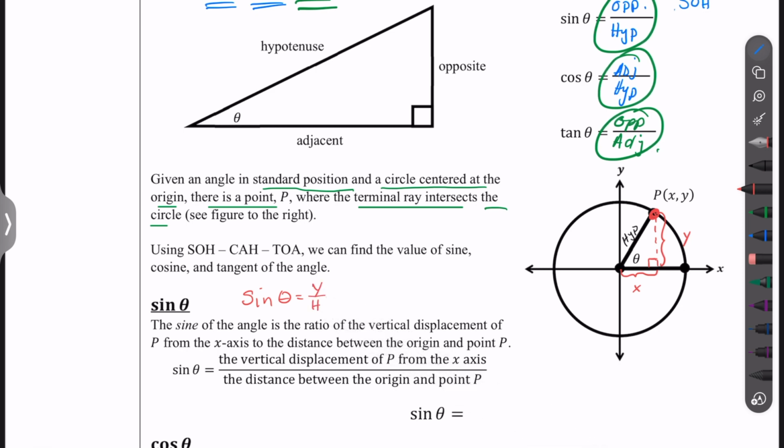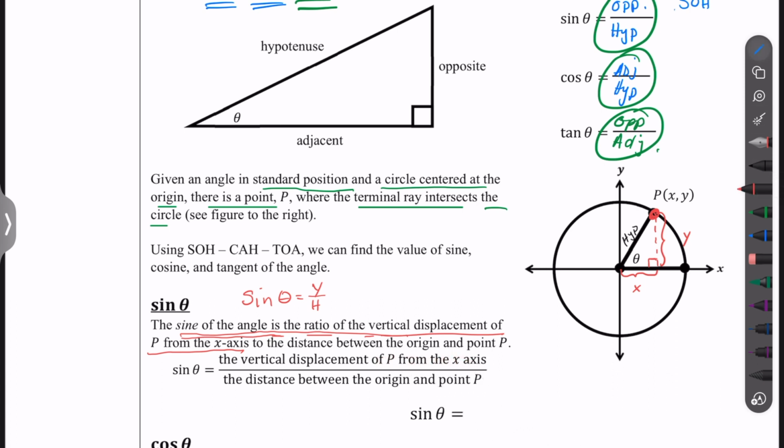So let's see what it says down here. I've just defined sine of the angle. The sine of the angle is the ratio of the vertical displacement of P from the x-axis. Let's see here. Vertical displacement of P. So there's P. There's the vertical displacement. So that's just your y value. Notice the phrasing, the vertical displacement of P from the x-axis. That's just your y value.